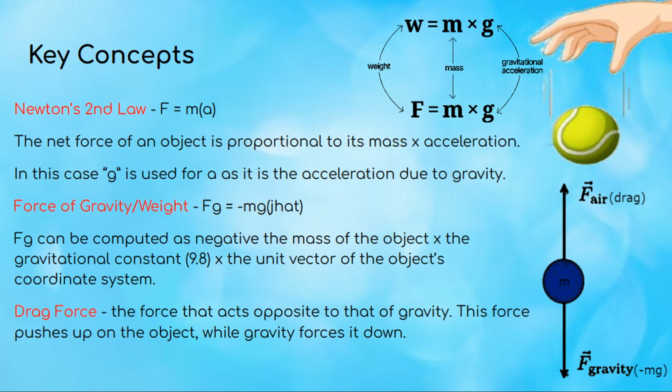We'll also be taking a look at the force of gravity and weight, F of g, which can be computed as negative the mass of the object times the gravitational constant, in this case 9.8, times the unit vector of the object's coordinate system. We'll also be taking a look at the drag force, which is the force that acts opposite to that of gravity. This force pushes up on a falling object while gravity forces it down.